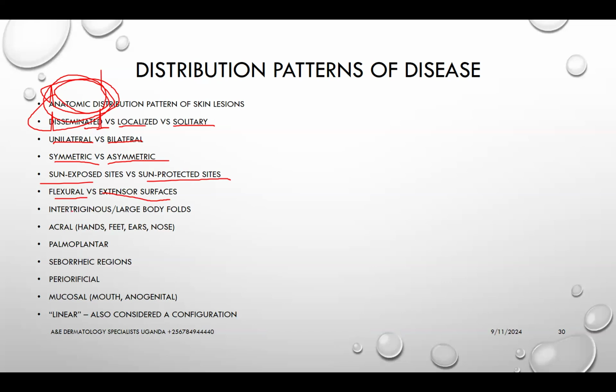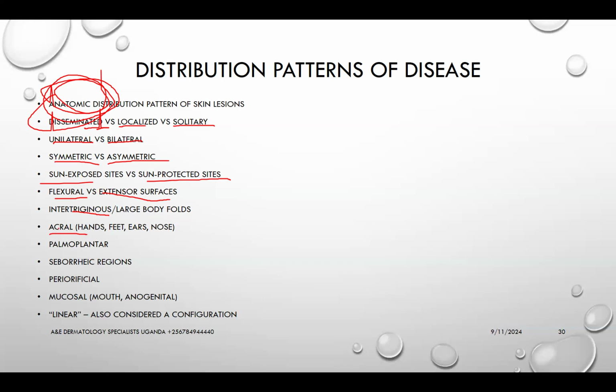Then we have intertriginous, meaning just in the body folds. For example, inverse psoriasis, seborrheic dermatitis, and inverse lichen planus. Those ones love the intertriginous areas, that includes maybe below the breast, in the axilla, in the gluteal folds. Those are intertriginous areas. Then we have conditions that love the acral areas, the extremities of the body, like the hands, the feet, the ears, the nose.